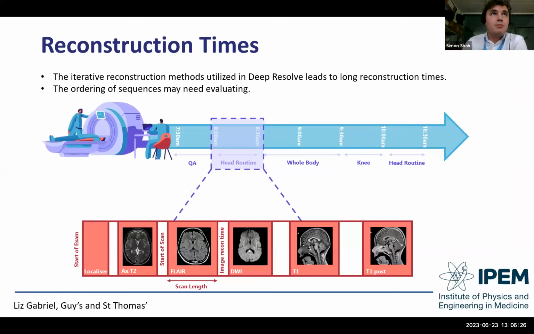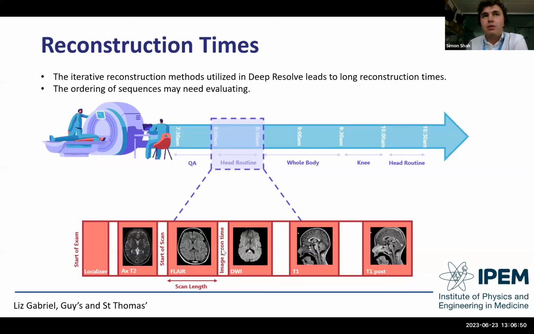And then finally, reconstruction time. So probably what manufacturers didn't tell you about was that actually doing all these fancy methods, iterative reconstructions, leads to longer reconstruction time. So when we're looking at shortening the scans, we might be doing that, but we then might be adding in some reconstruction time. So this does need to be taken into account.